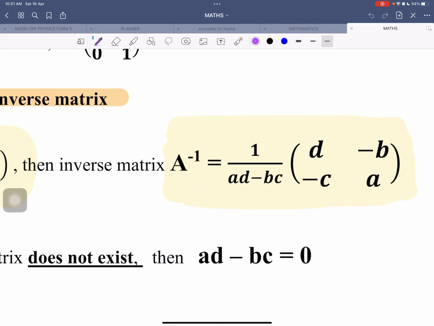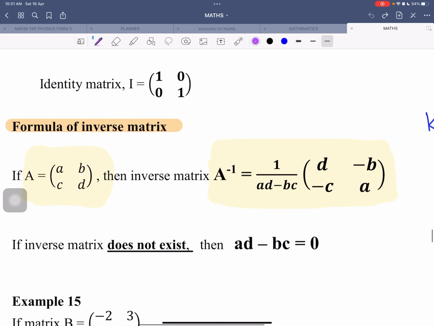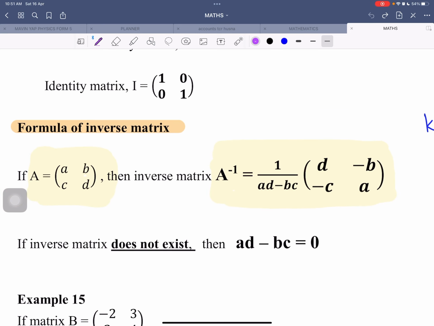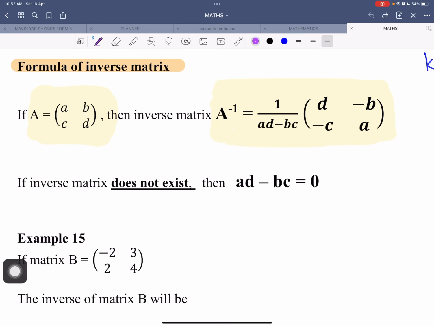For example, if you have 1, 2, 3, 4, you're going to put your 1 inside here, 1, then your 2 is here, but negative 2. Still here, but negative 3. And 4 will be here. If this seems confusing, then don't worry. Let's see later on as we go. Do some questions. If the inverse matrix does not exist, then AD minus BC will equal 0.